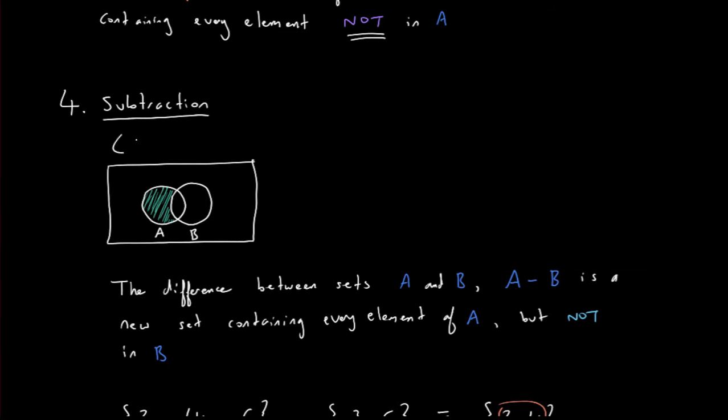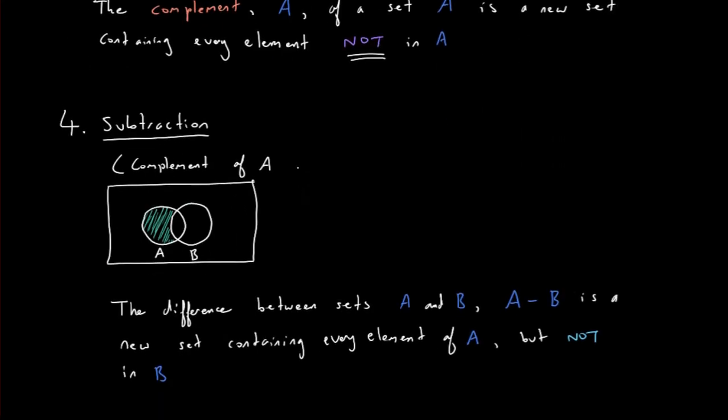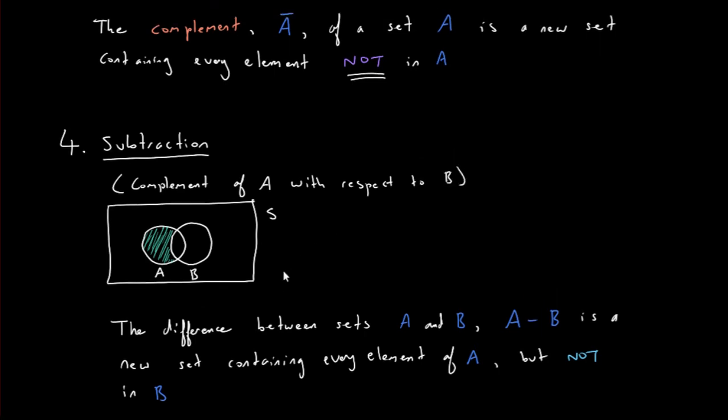This is called the complement of A. You might think that's nonsense, because I've told you this is the complement of A, but not just the complement of A. It's the complement of A, of course that's the universal set, the complement of A with respect to B. Okay, so we say we're taking the complement of A with respect to B.